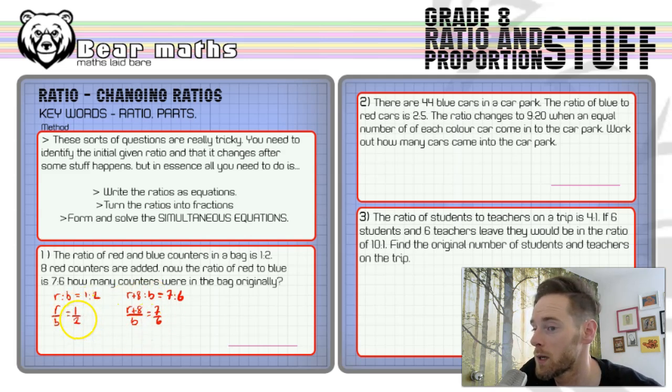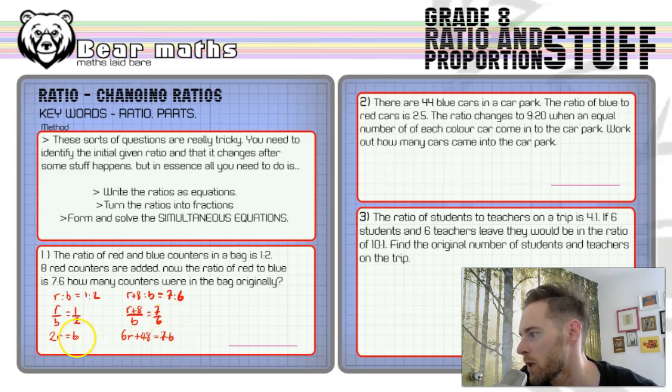They're simultaneous equations. So 2 times by R, do the cross multiplication method here. 2R equals 1B, so 2R equals B. And then in this one, we've got 6 times R, which is 6R, and 6 times 8, so plus 48, is equal to 7B, 7 times B.